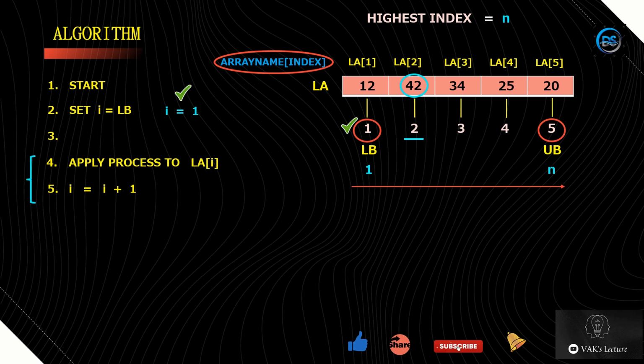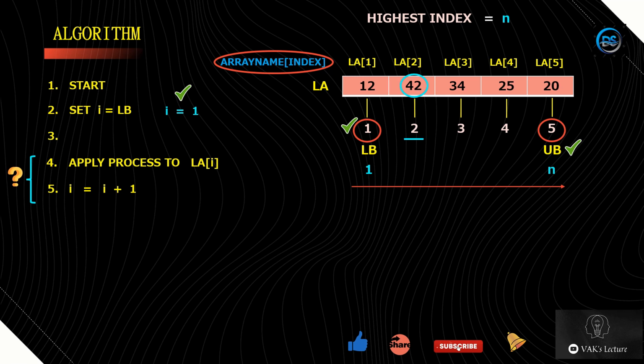If you observe steps 4 and 5 continuously, we have to display the element and then we have to increment the index value. Why? Because we have a number of elements to display. Up to what limit do we have to follow these steps? Up to reaching the upper bound. This is our limit. Okay.